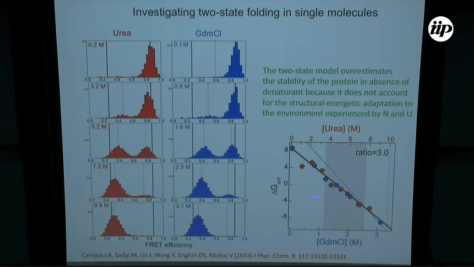Okay, so what you can see from this is that the real populations obtained from single molecules show that the free energy is actually a little bit weaker in native conditions than what you would get from the bulk experiment, because in the bulk experiment you're extrapolating. So in bulk experiments, and this is true for other proteins, you typically overestimate the stability of the protein. Okay? All right.